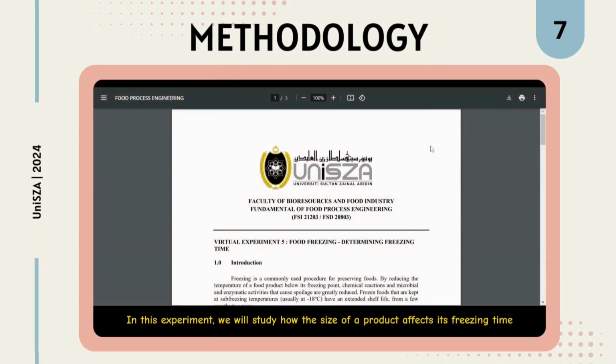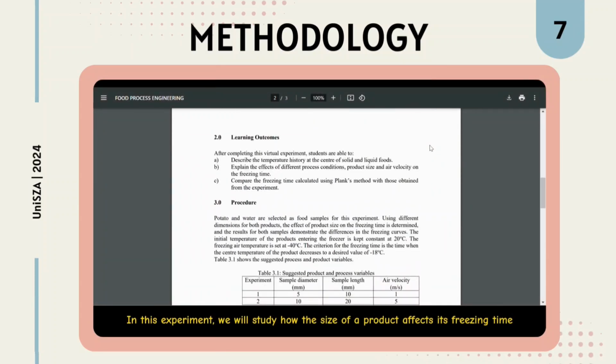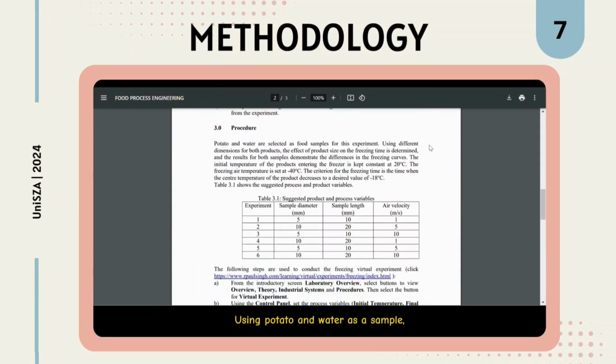In this experiment, we will study how the size of a product affects its freezing time. Using potato and water as samples, we will observe their freezing patterns and learn how different factors influence the process. So let's get started.